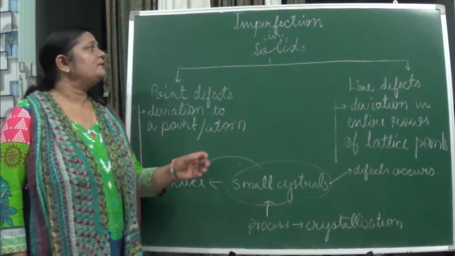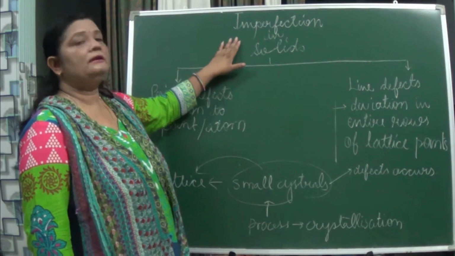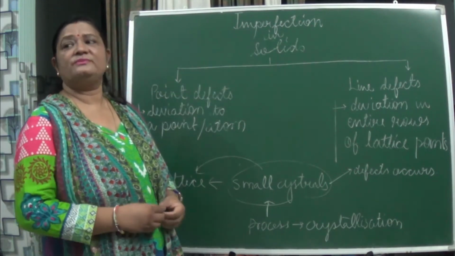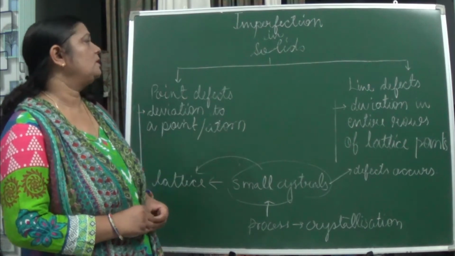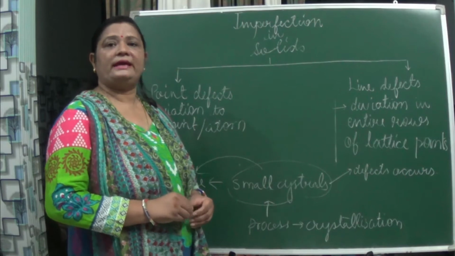Hello students, today we are going to study the topic imperfection in solids. So what does this word imperfection mean? It means the defects in the solids. We have seen that solids are of two types, crystalline and amorphous.